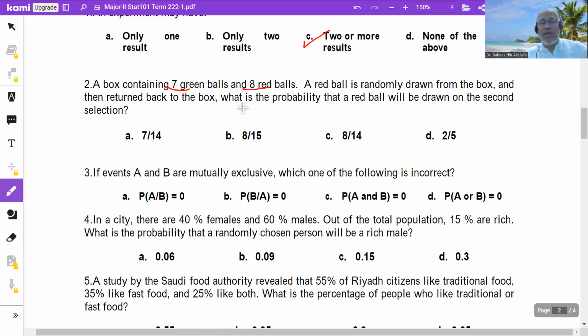What do we need now? What's the probability that a red ball will be drawn on the second selection? So in fact, he is asking about selecting a red ball from 15 balls. Since we have 8, so 8 over 15 would be the probability.